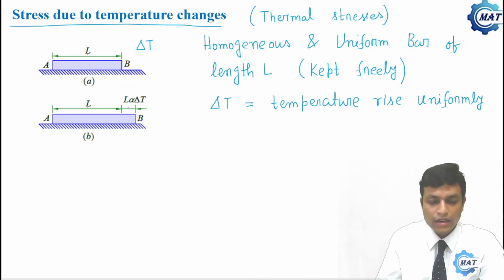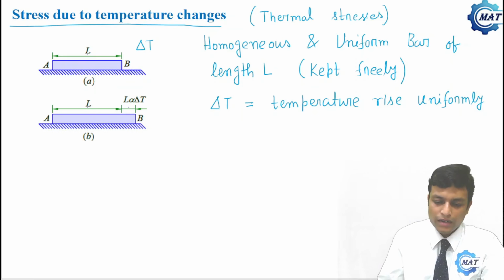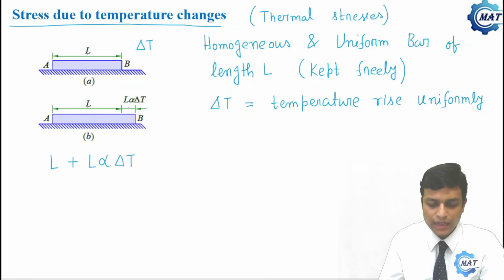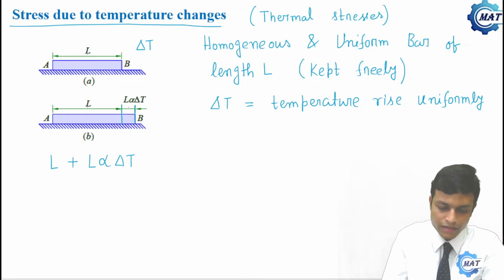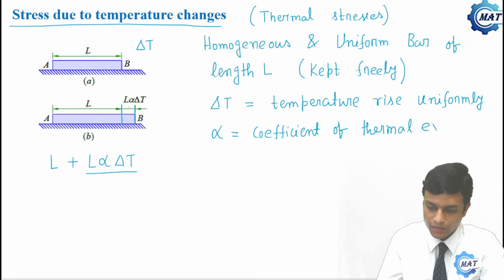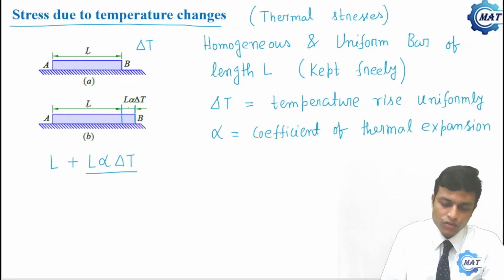Then what will be the length of the bar? The initial length was L. Now due to the temperature rise, it will increase by L alpha delta T. So now the length becomes L plus L alpha delta T. Where alpha is the coefficient of thermal expansion.